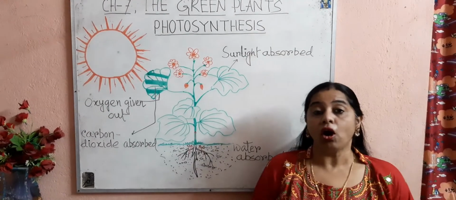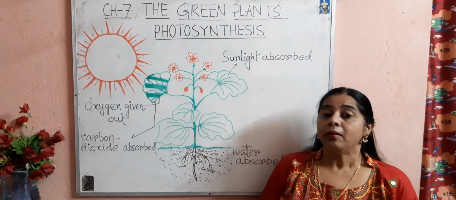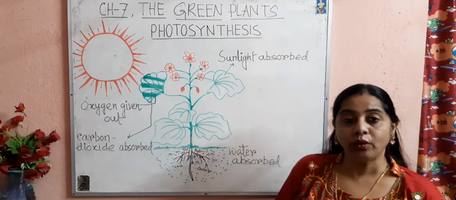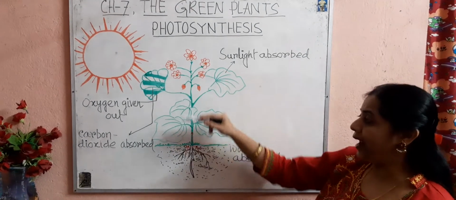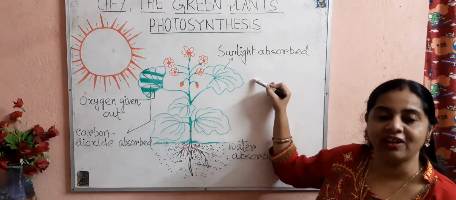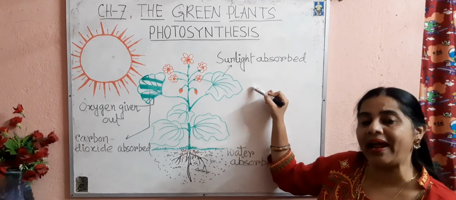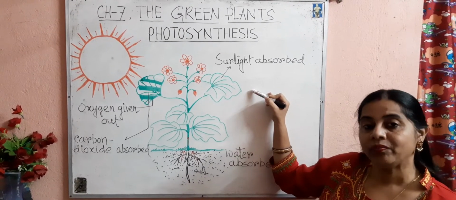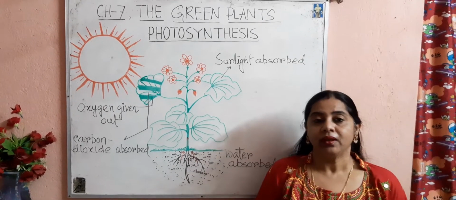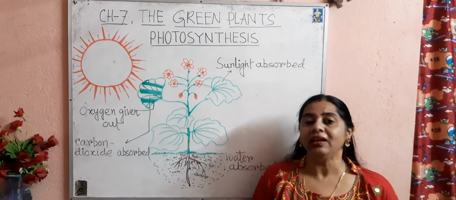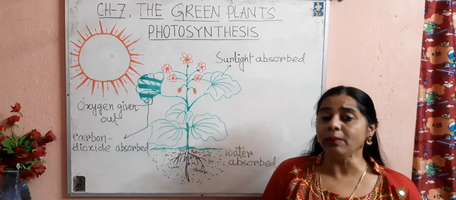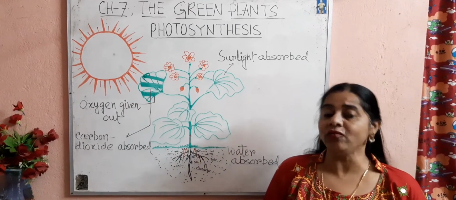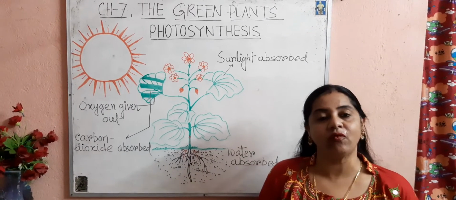So children, all of you know the green leaves contain chlorophyll, which makes a plant appear green in color. So most of the plants appear green in color. Now let us study how this chlorophyll traps the sunlight, how the plants get all the raw materials and synthesize their food.